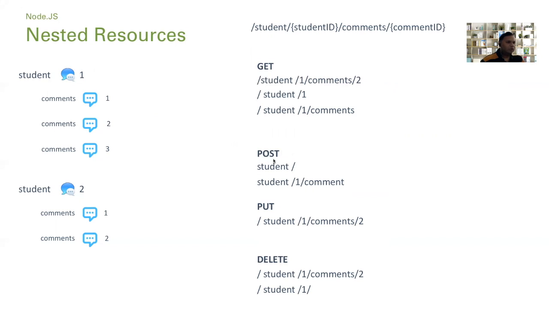Post is posting a new comment. So either I post a student and will add a new student. We could say student slash one, add a comment. This would add a comment to student one. Put, which is for modification. We could say student one comments two, meaning I want to change the comment two within student one. Delete, I could do resource, student one, then comment, and then two. So I want to delete the second comment for student one. Or we could simply do student slash one, delete the entire student, and that means all the comments of student one will also be deleted since comments need to belong to a student.